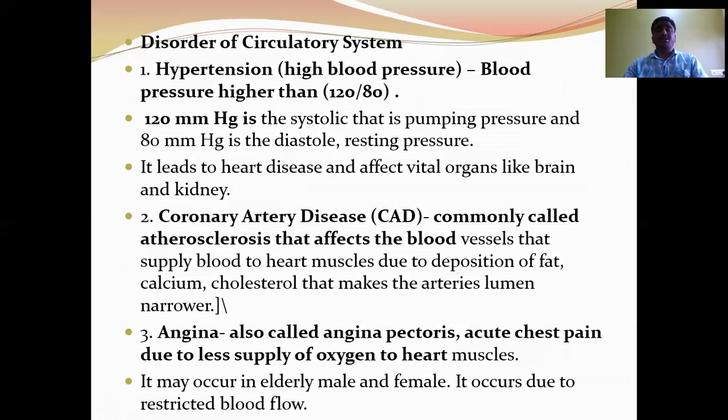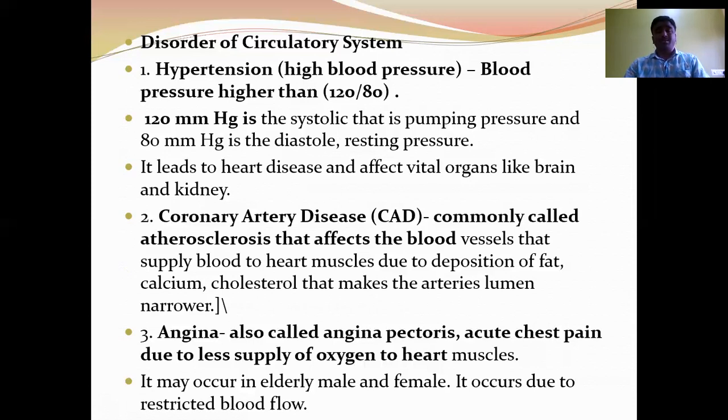First, hypertension or high BP. Blood pressure higher than 120 by 80 is called hypertension. 120 mmHg is the systolic, that is the pumping pressure, and 80 mmHg is the diastolic, the resting pressure. So what is blood pressure? The pressure exerted by the blood against the wall of the blood vessel is called blood pressure.